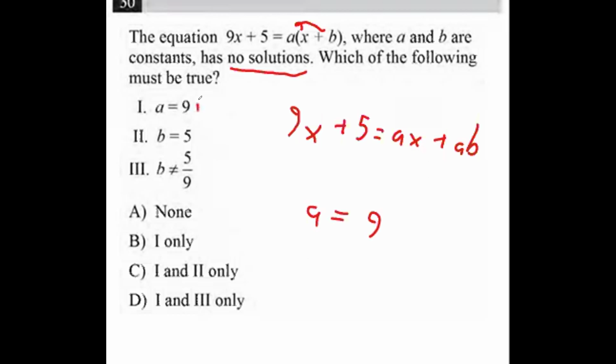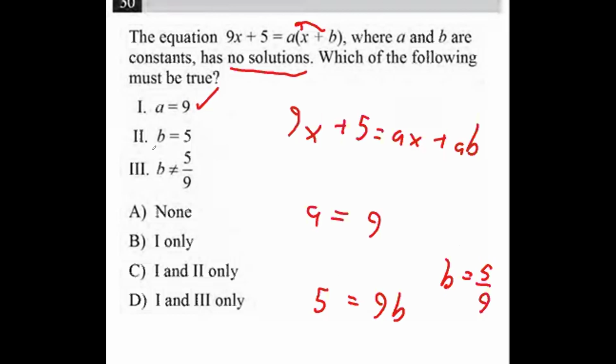So one has to be true. And also, for you to have all real solutions, you have to have the same equation on both sides. And for you to have no solutions, you just have to have the constants be different values, but the x be the same value. So in this case, for no solutions, we need to find out about b. We know that a is 9, and we know that the constant is 5. So 5 equals 9b. We divide by 9 on both sides and we get b equals 5 over 9. So if b is equal to 5 over 9, we would have all real solutions. And if b is not equal to 5 over 9, we have no solutions.